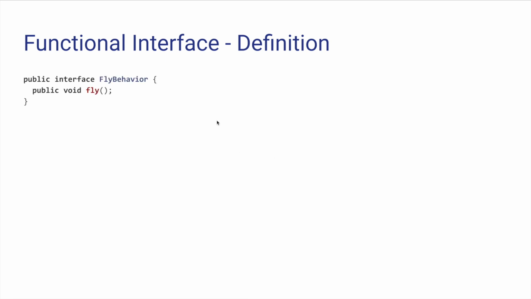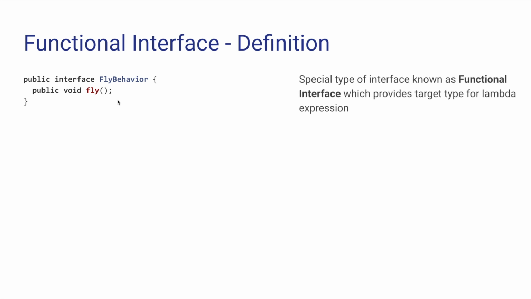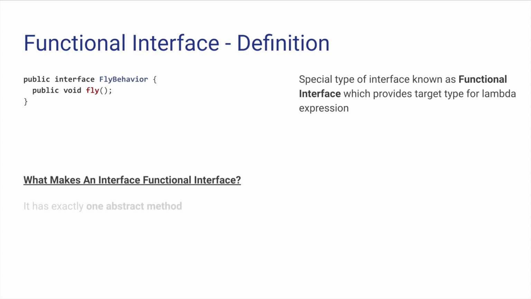Let's now talk more formally about what kind of interfaces can be replaced by a lambda expression. Let's have a look at the interface FlyBehavior from our previous slide. What's so special about this interface? Well, this special type of interface that provides a target type for lambda expressions is known as a functional interface. And what makes this interface a functional interface? Well, it has exactly one abstract method, fly in our case, but there are more rules to it.